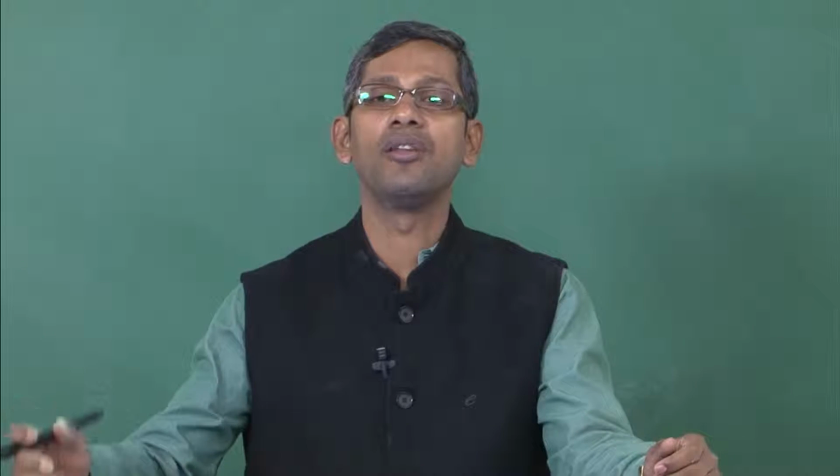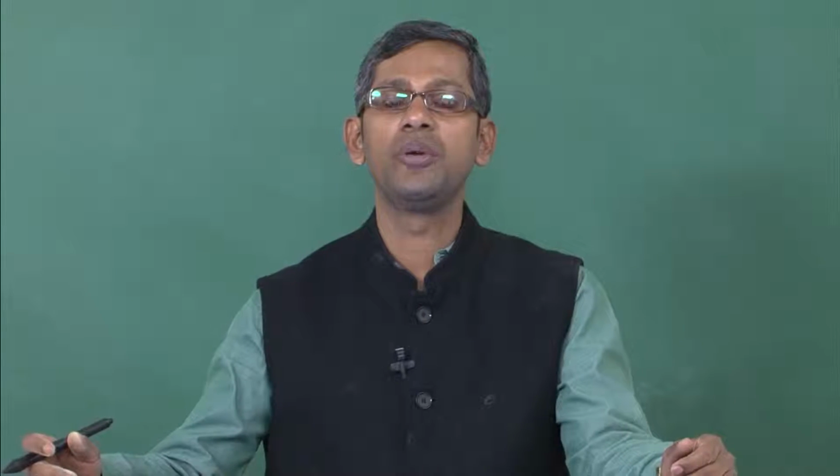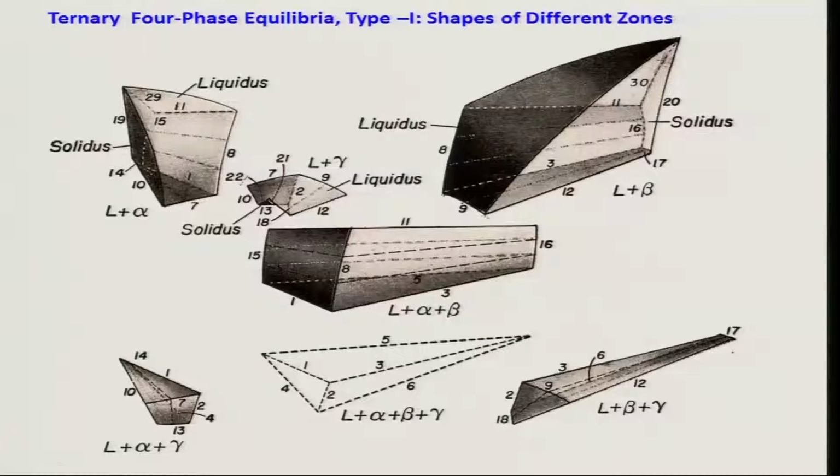So, let us now discuss further on this ternary four-phase equilibria, type 1. I have already drawn and shown you some of the shapes. Here you see all the shapes together. What you see here are the shapes of the mixtures of phases like liquid plus alpha, which has prism-like shapes, and liquid plus beta. This is the liquidus surface.